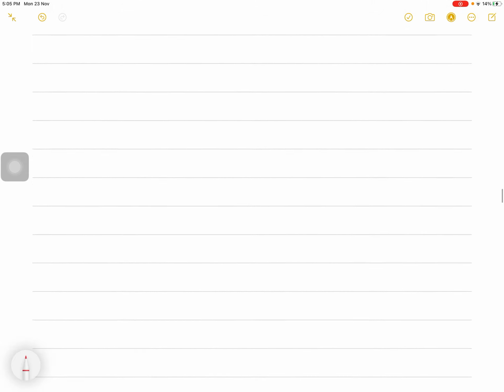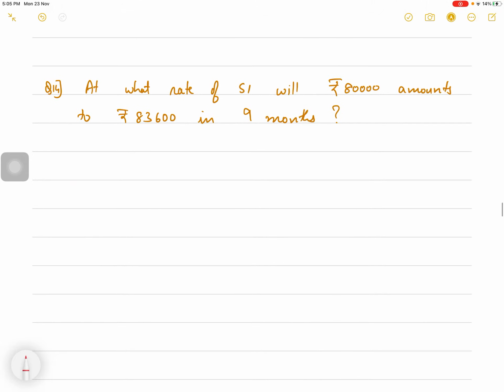Next question. At what rate of simple interest will rupees 80,000 amount to rupees 83,600 in 9 months? Okay. So principal is 80,000, amount is 83,600 and period is 9 months, so 9 by 12.